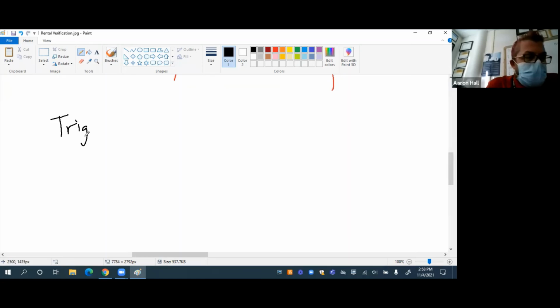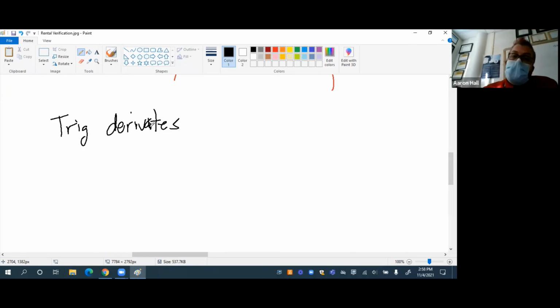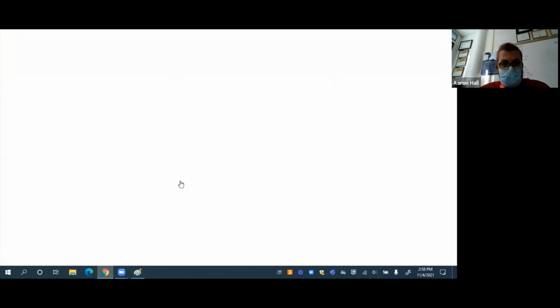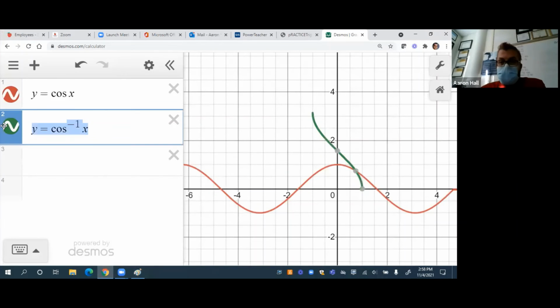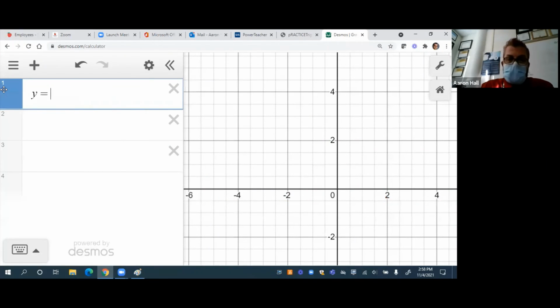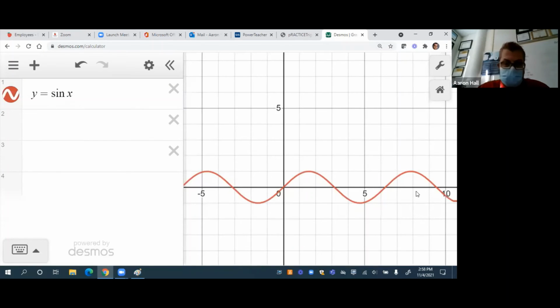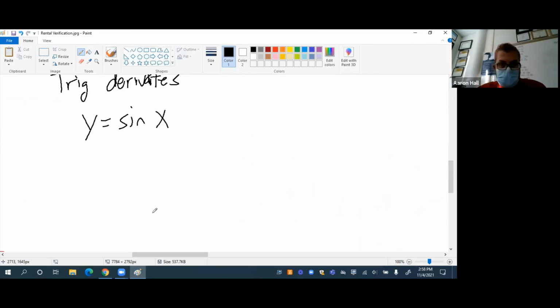So trig derivatives. Now these are also, we need to make these into flashcards. There are 6 of these that you will have to memorize. So make these into flashcards. Now let's consider if we had y equals sine of x. I'm going to steal this from our graph here, just to make my life easier. I'm going to just say y equals sine of x. So I get something like this graph.